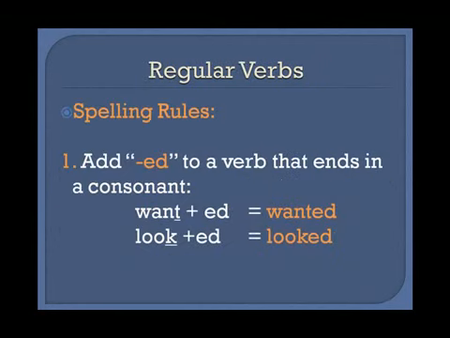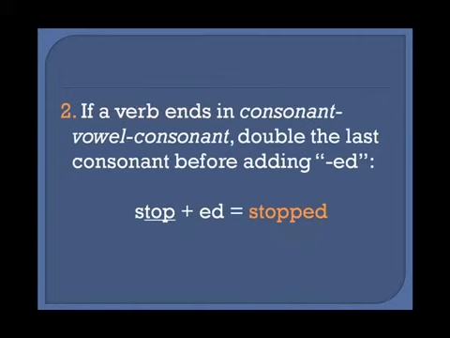Here are the spelling rules for forming regular verbs. Rule 1. Add ed to a verb that ends in a consonant. Examples. Want ends in T, so we get wanted. Look ends in K, so we have looked. Rule 2. If a verb ends in consonant, vowel, consonant, double the last consonant before adding ed. Stop is a good example. It ends in TOP, consonant, vowel, consonant. So we're going to double the P and then add ed, and we get stopped.